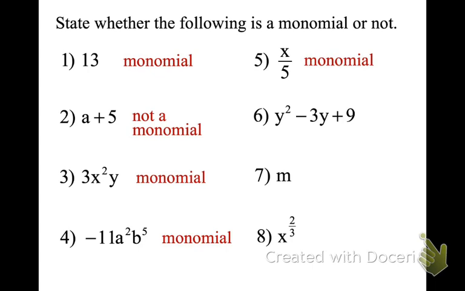Number 7. How about Rebecca? It's a monomial because it's one term. Good. It's a monomial, it's one term. It's a variable. Number 8 is a little tricky because I haven't given you the full definition. I left a part of it out.